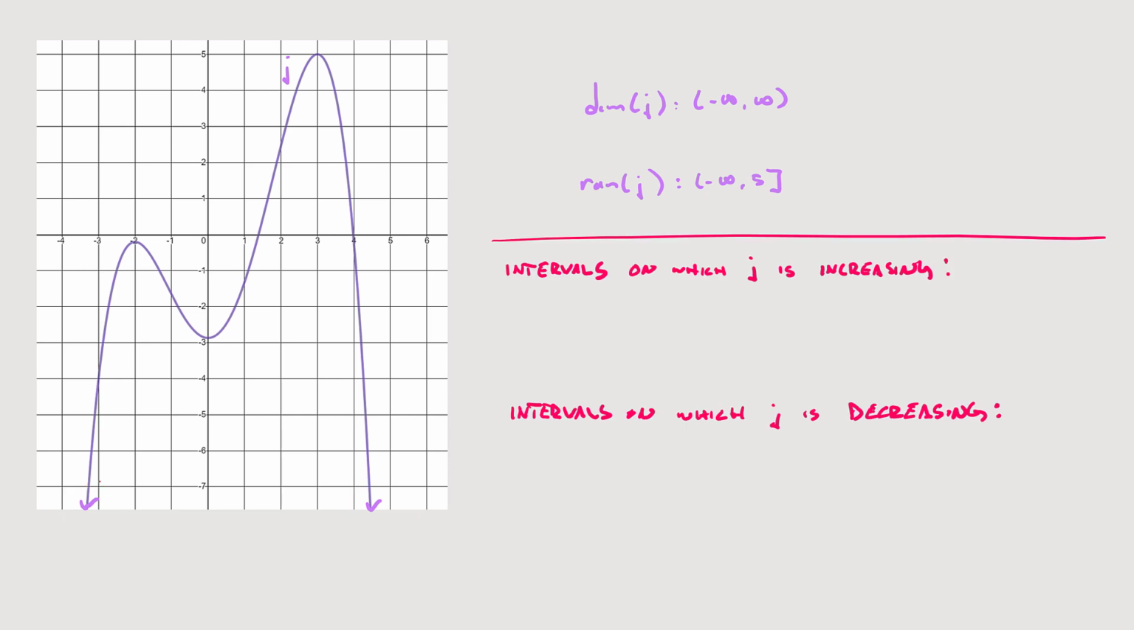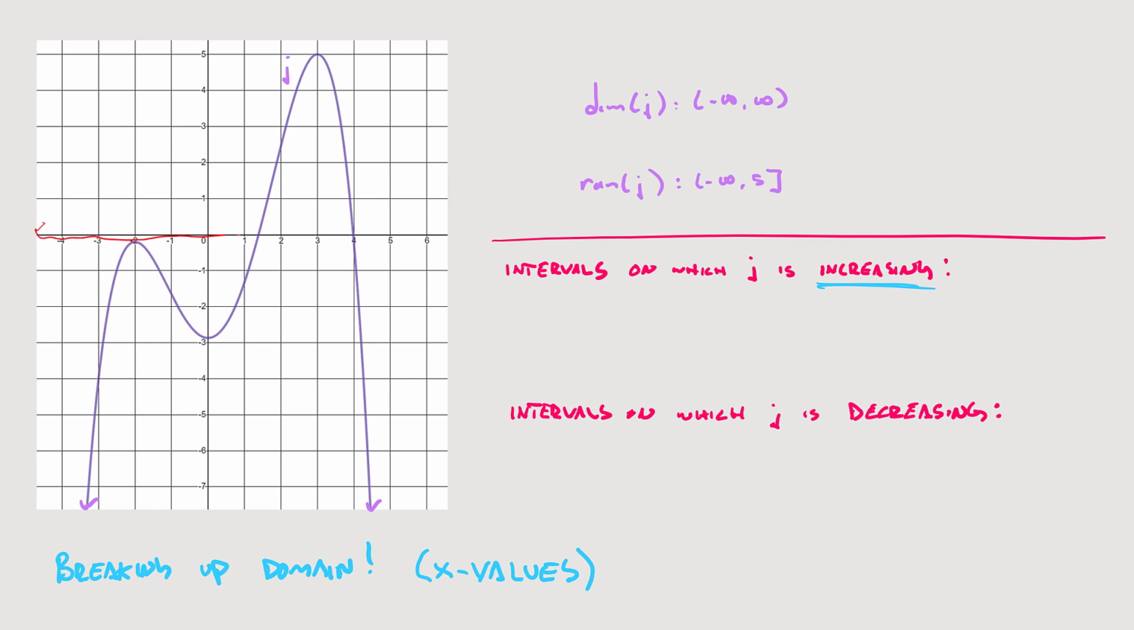Okay, but let's talk about intervals on which j is increasing and intervals on which j is decreasing. What we need to do is break this domain up into where it has positive slope and negative slope. And because we're breaking up only the domain, I'm only referring to x values when we do this. A lot of students want to attach some kind of verticality to the intervals that we're writing, but that's not the case. We're only breaking up the x-axis.